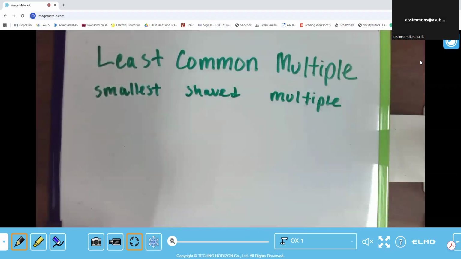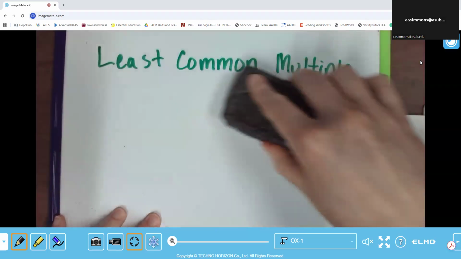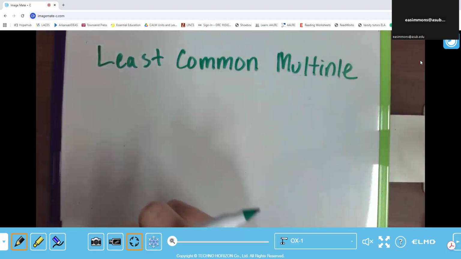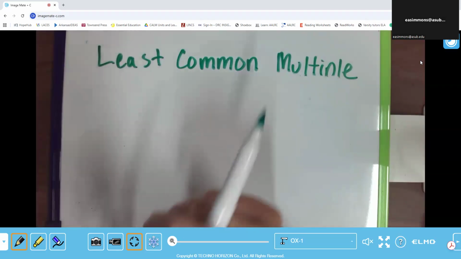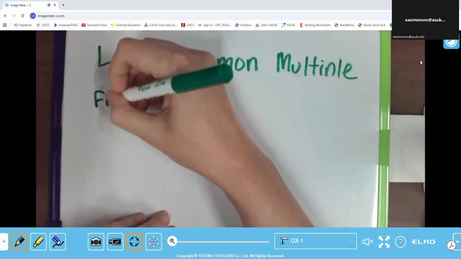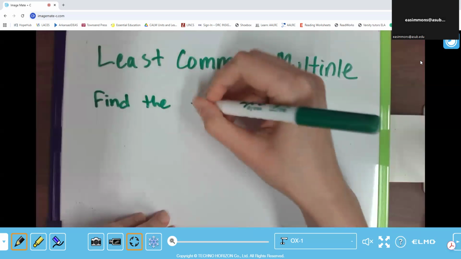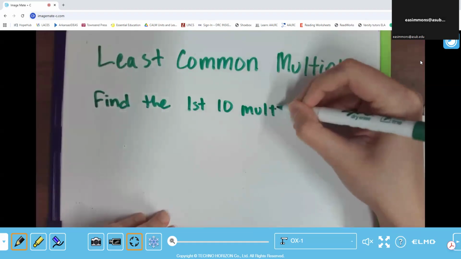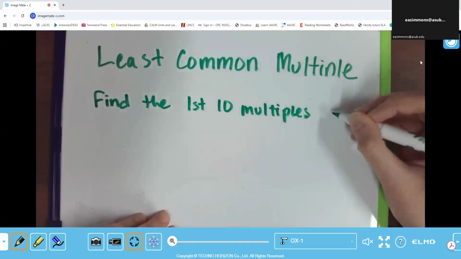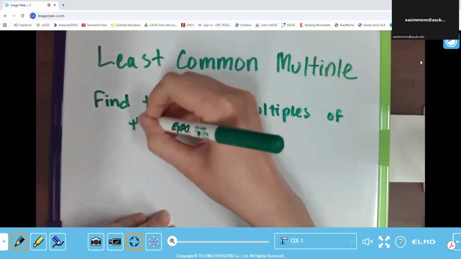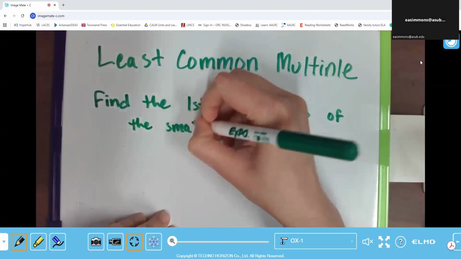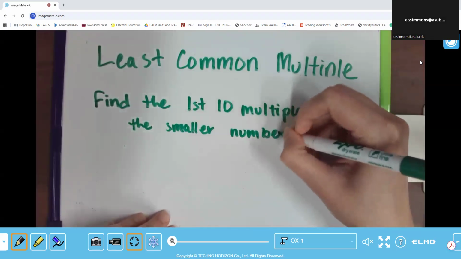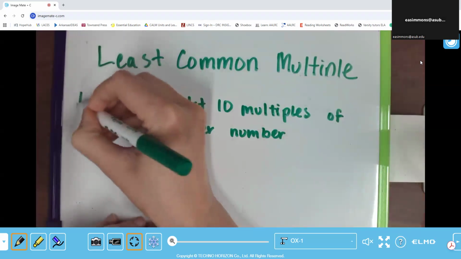To find the least common multiple, I have two numbers that I'll be comparing, or maybe more. And what I would do here is find the first 10 multiples of the smaller number. So that would be step one.